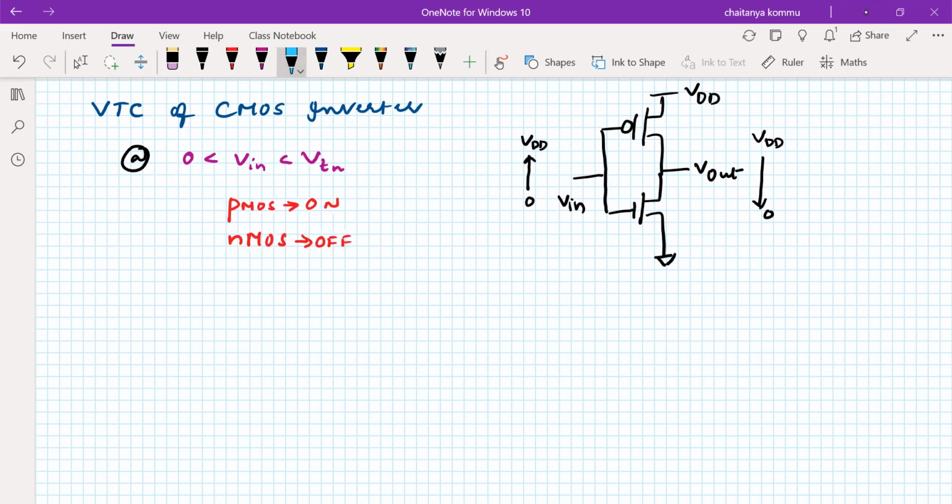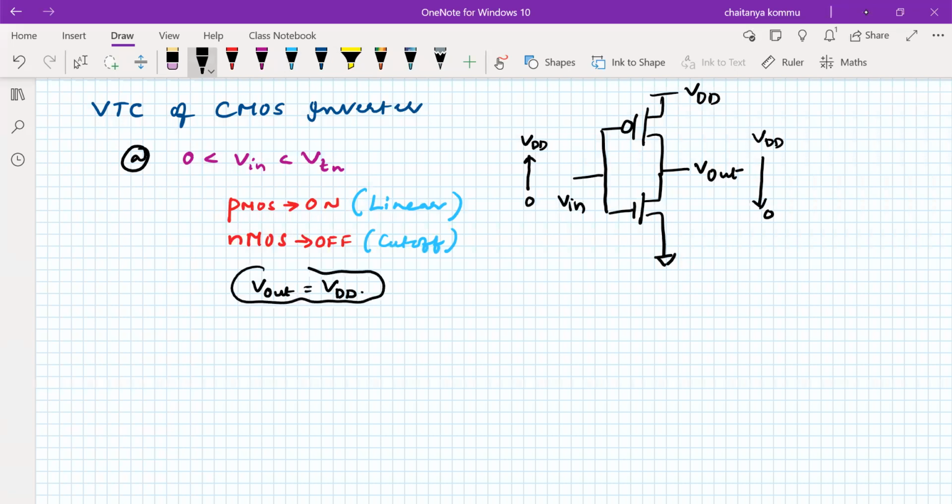On means here it is linear, and why it is linear, we have defined earlier. Off means it is in cutoff. So what we found from that is that the Vout is exactly equal to VDD. That is what we concluded in the last class.